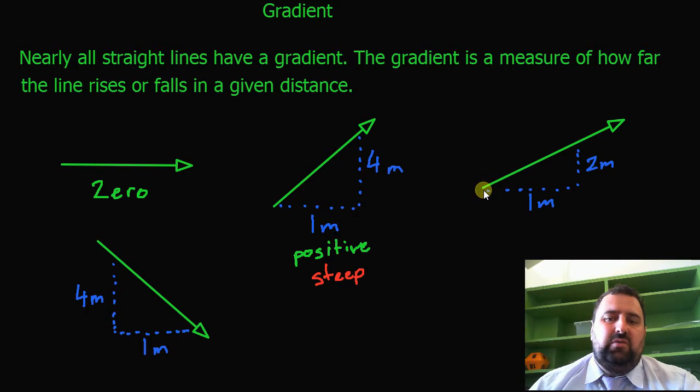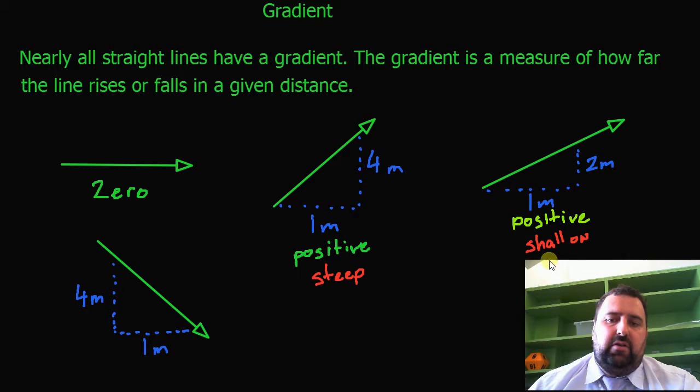But if we have a look at this one, it's still a positive gradient because every meter I go forward, I go up by 2 meters. So it is definitely still positive. But it's not a particularly steep gradient because you can see compared to this one, for every meter I go forwards, I'm only going half the distance upwards. So it's probably a bit of a shallow gradient.